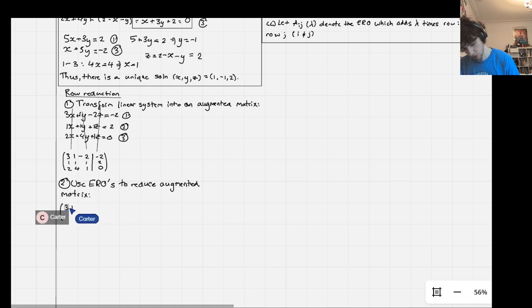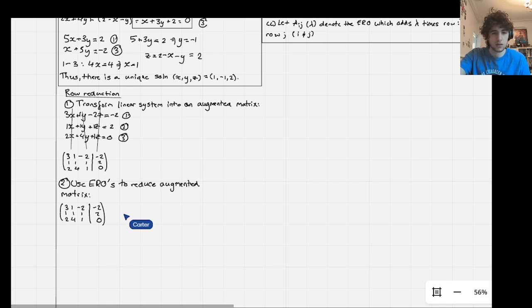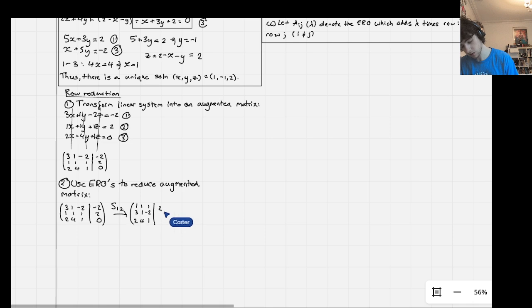We had 3, 1, minus 2, minus 2, 2, 0, 1, 1, 1, 2, 4, 1. So some stuff that we can do to this is we could swap the first two rows. So that's going to be S1,2. And so what that's going to do is it's going to give us 1, 1, 1, 3, 1, minus 2, 2, 4, 1, 2, minus 2, 0.